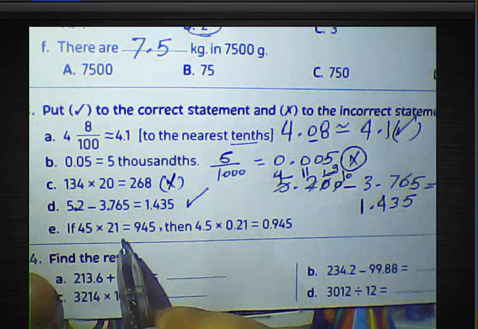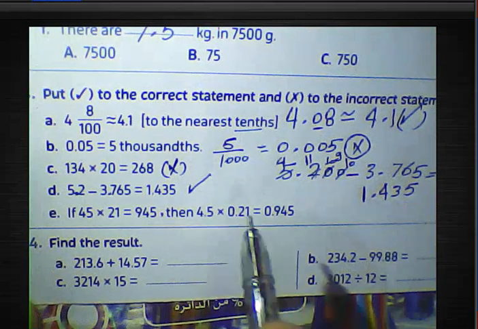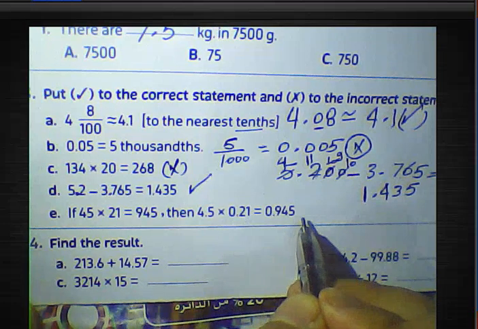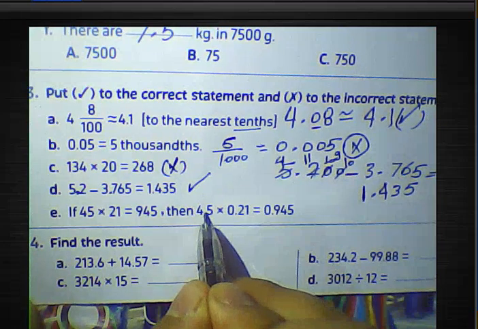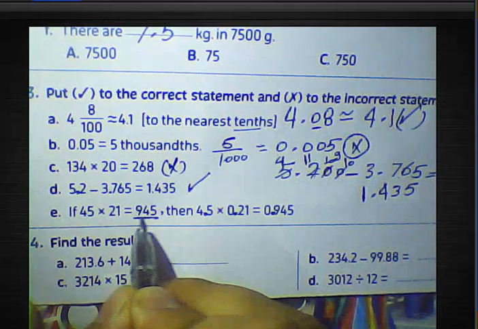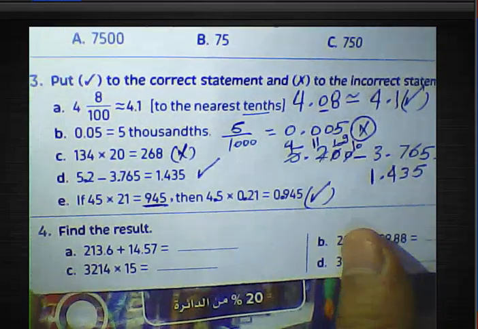45 times 21 equals 945. Then 4.5 multiplied by 21 hundredths equals 945. True or false? It will be true, because the point is here after one digit and here after two digits. So we must write the point after three digits in the result. So it will be true. Find the result.